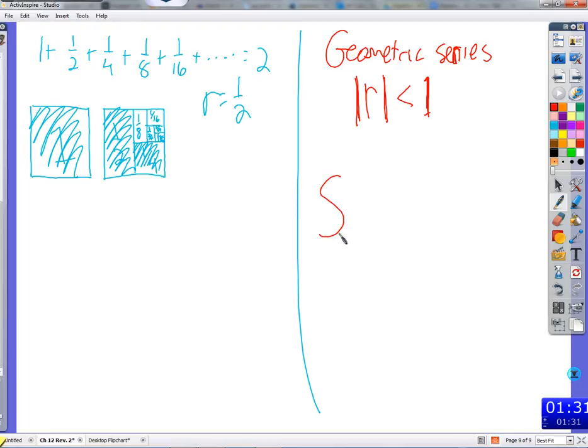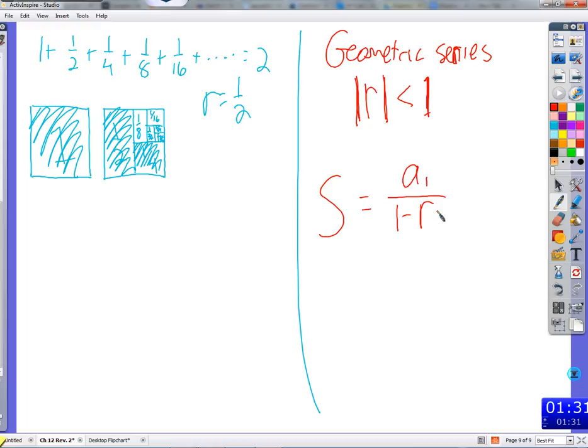When we write the infinite sum, we just don't write a number down here. Writing this means the sum of an infinite number of terms. It is given by a sub 1 over 1 minus r. Next class, I want to prove this to you and explain this formula to you. But we can use the formula. It comes from the formula we already know, a sub 1 times 1 minus r to the n over 1 minus r. But then we go to infinity and something stupendous happens.